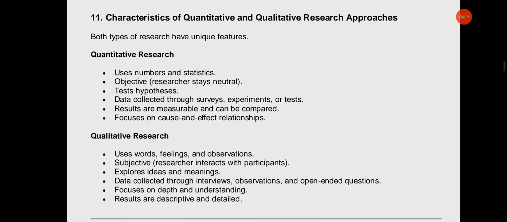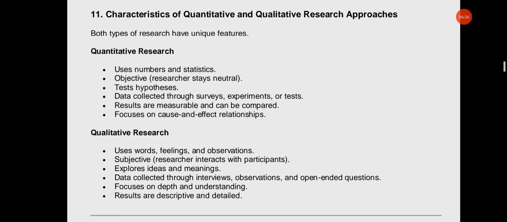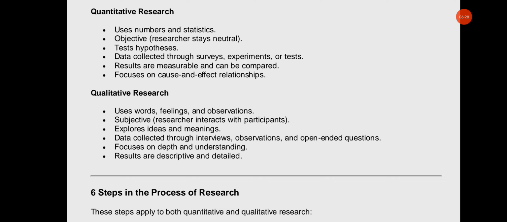Number 11, characteristics of quantitative and qualitative research approaches. Both types of research have unique features. Quantitative research uses numbers and statistics. Objective, researchers stay neutral, test hypotheses. Data collected through surveys, experiments, or tests. Results are measurable and can be compared. Focuses on cause and effect relationships.